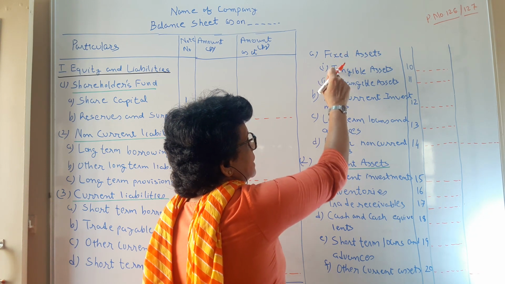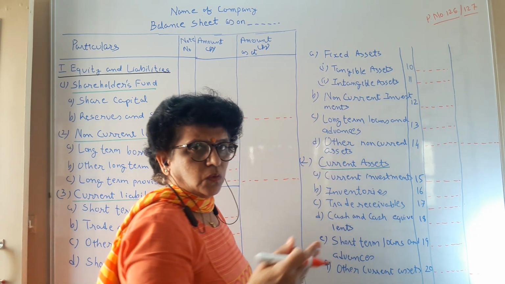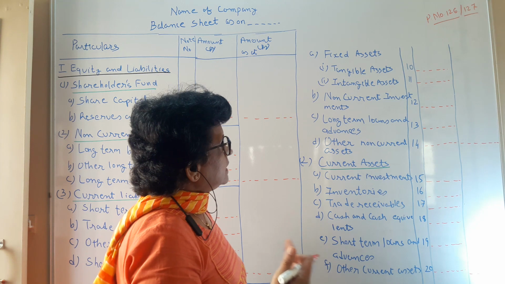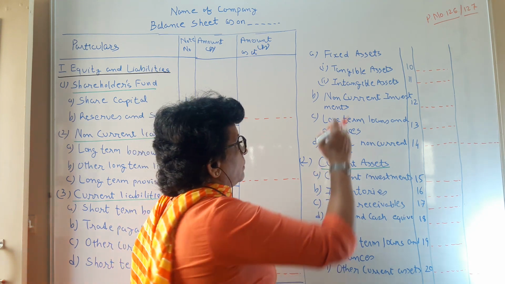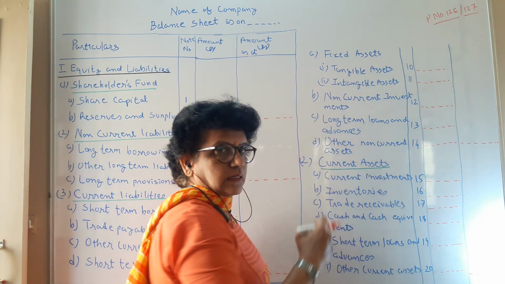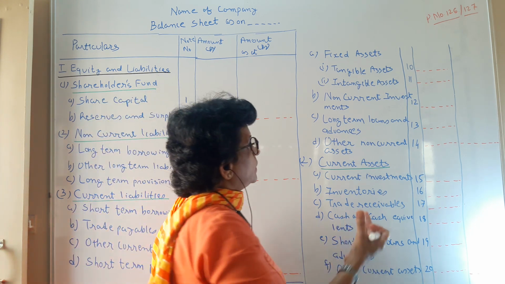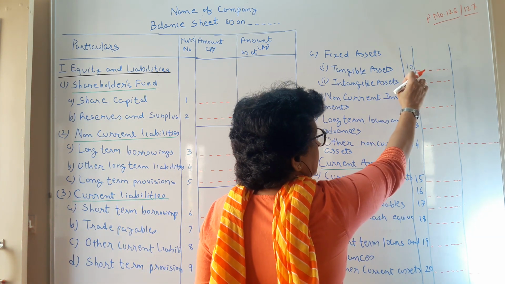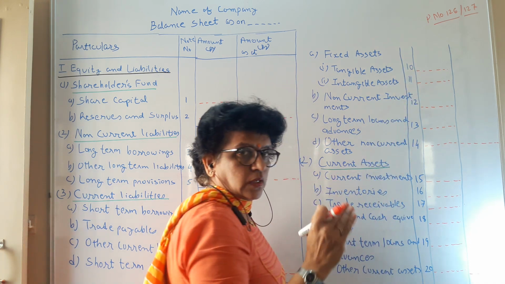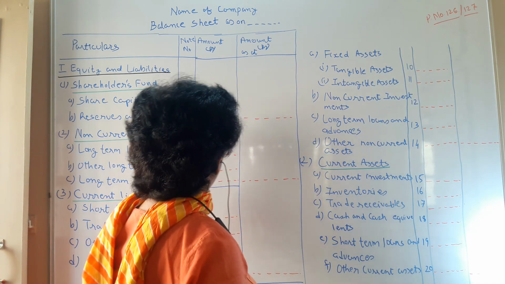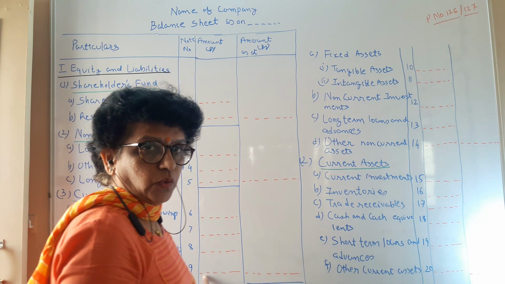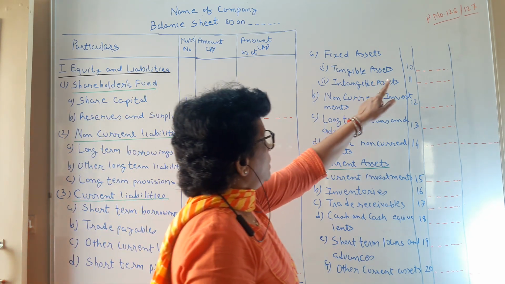Now fixed asset can be further bifurcated into two categories: tangible asset and intangible asset. The tangible asset is which you can see, which you can feel, which has a physical form. For that you need to put the note number 10. Every point has its separate note, so that you have to keep in mind.